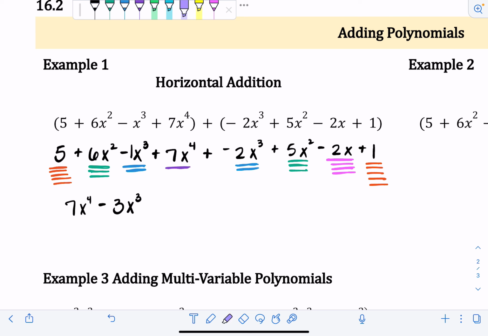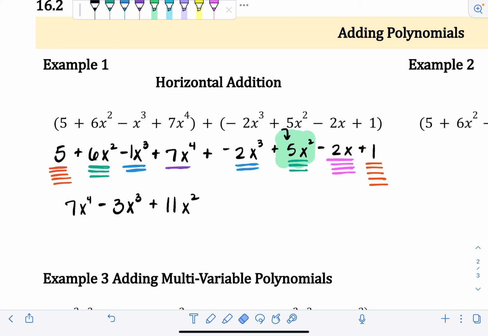And then next is the x squared. So I have 6x squared and 5x squared. So again, I add the coefficients, the number in front. 6 plus 5 is 11. And then the x squared stays the same. It's like if I have 6 of something and then I add 5 more of that same exact thing, I now have 11 of that thing. In this case, that thing is x squared.